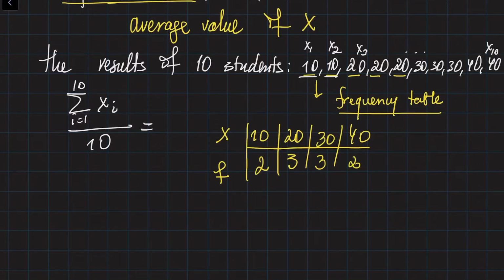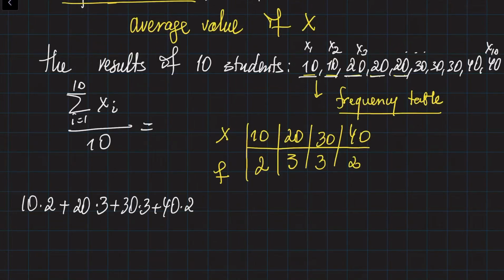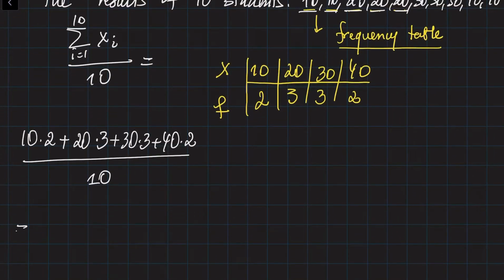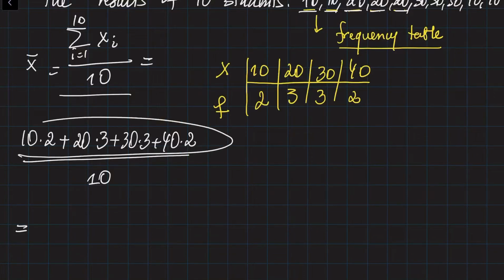So let me write here: 10 times 2 plus 20. So we have to sum 20 three times, or it is equivalent to just multiply 20 by 3. And then 30 times 3 and 40 times 2. And you have to divide this by 10, right? So this is equal to the same average. So this is the same thing, right? We are basically summing all the values and then dividing them by 10.